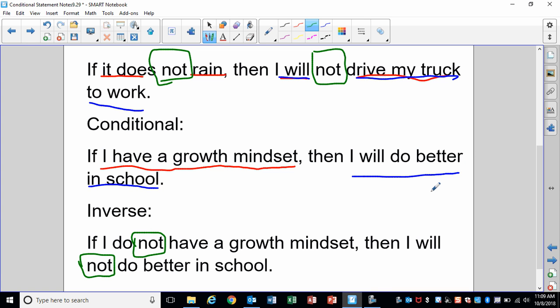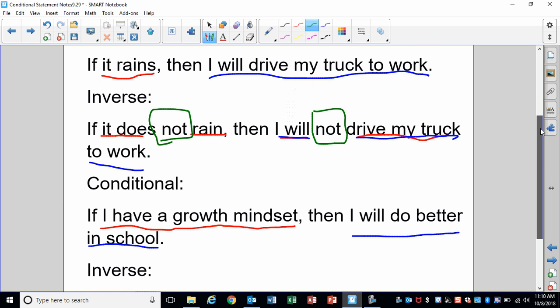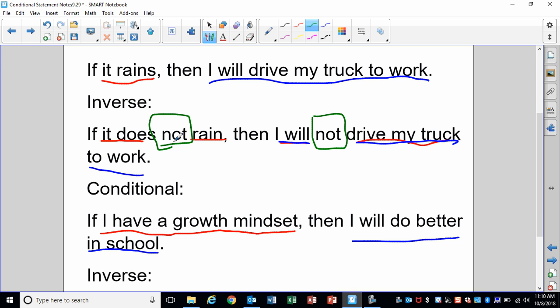And the same with the converse statements, the inverse statements are not always true. If I do not have a growth mindset, then I will not do better in school. Doing better in school is not 100% the result of a growth mindset. But if I have a growth mindset, then it will result in doing better in school. Just like if it does rain, then I will drive my truck to work ends up being true, but if it does not rain, then I will not drive my truck to work.